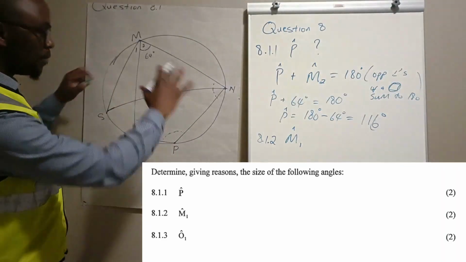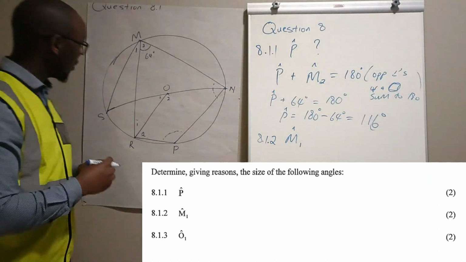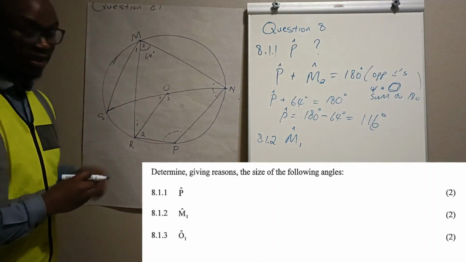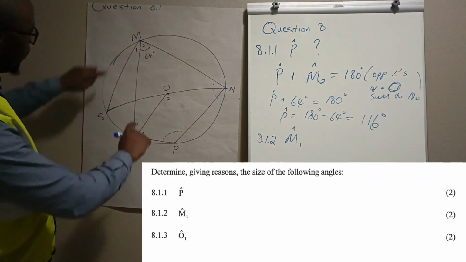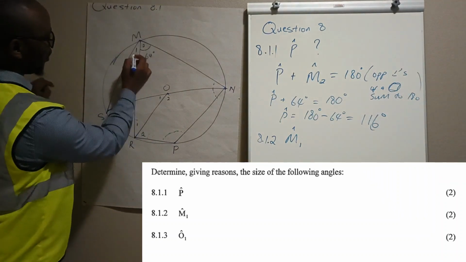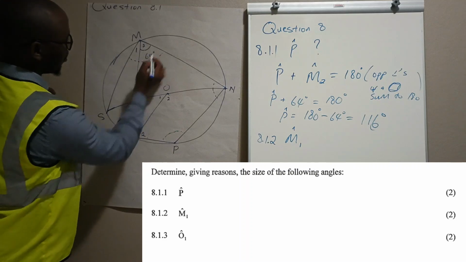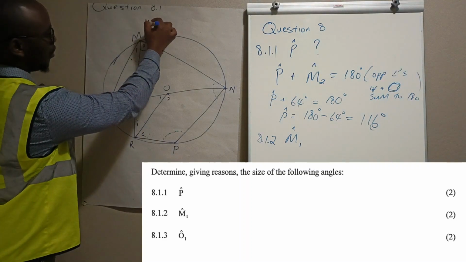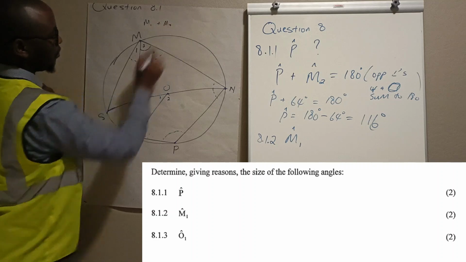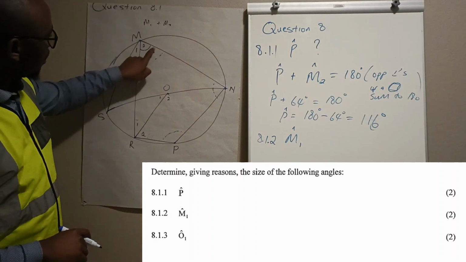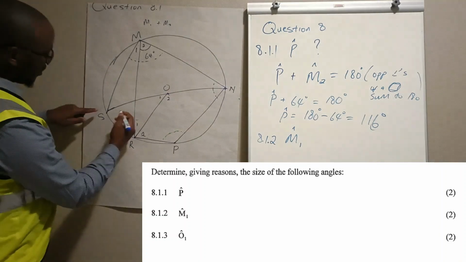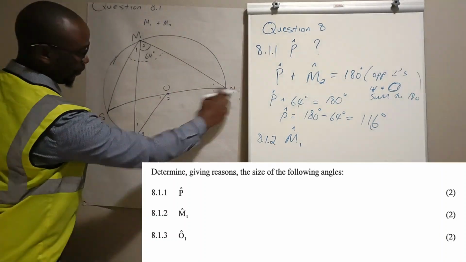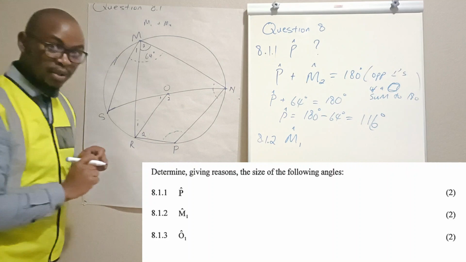So we need to observe our diagram even more deeply than what we did for the cyclic quad. But one thing you should notice is that the whole angle M is going to be M1 plus M2. Those two angles sit within this. So they told us that SN is a diameter.